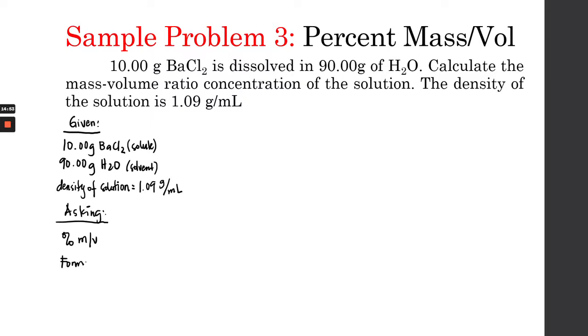Let's remind ourselves of the formula for percent mass volume. Percent mass volume is equal to the mass of your solute divided by the volume of your solution. Remember, we are talking about solution, not solvent. So how are we going to solve this? As you can see from the equation, what we need is the volume of solution, but what we have is the grams of our solvent.